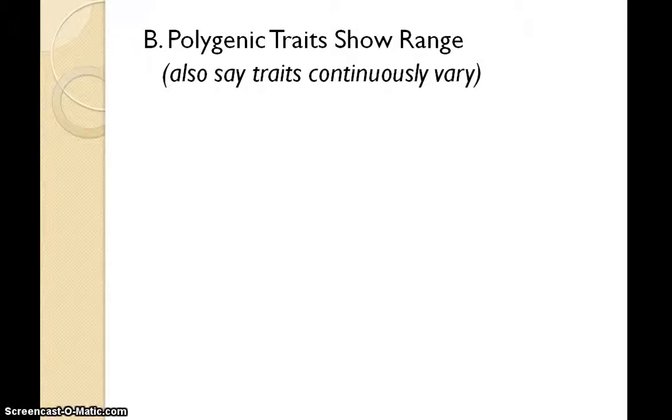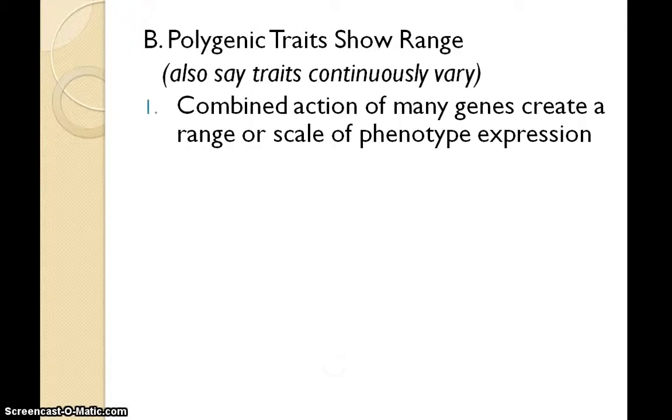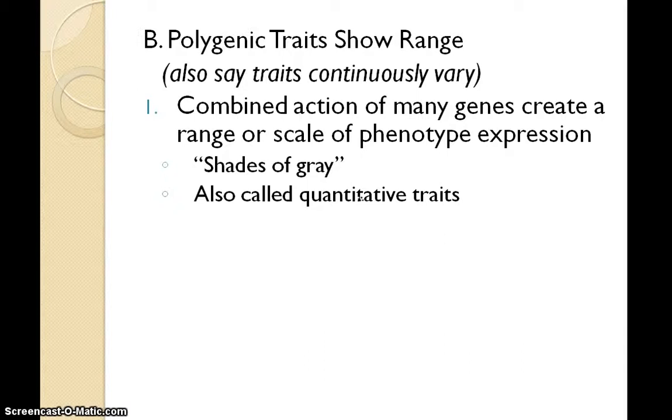One thing to consider about polygenic traits is that when you are looking at the different traits, they tend to show a range. There's not just one or the other, there's a wide range of traits. A more precise term for this is we say that the traits continuously vary. It means that we have a combined action of many genes and they create a range or scale of phenotypic expression. Instead of just black and white, we have shades of gray. We have in-betweens. You can't be, in height for humans, tall or short. We have a wide range of tall, really tall, medium, medium short, short, and really short. Sometimes we use the term quantitative traits to refer to these that vary along this scale.